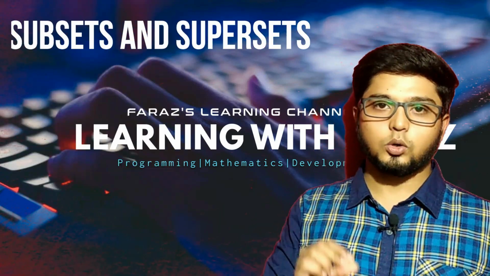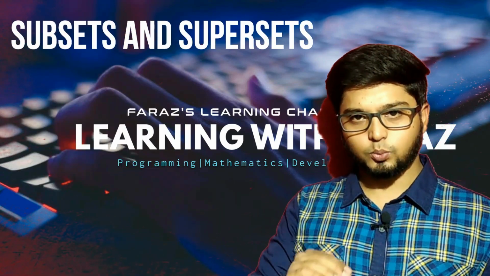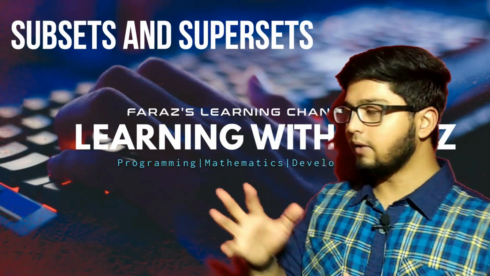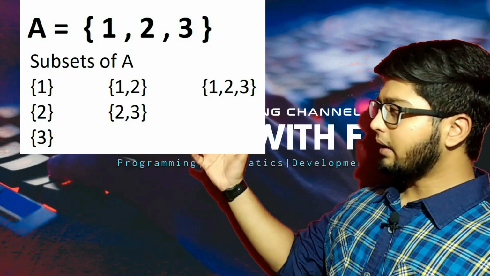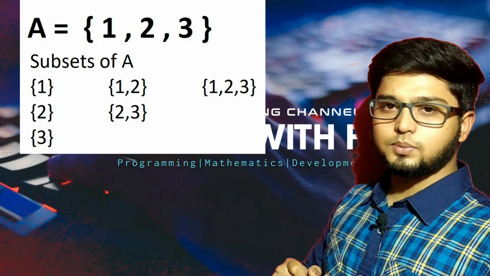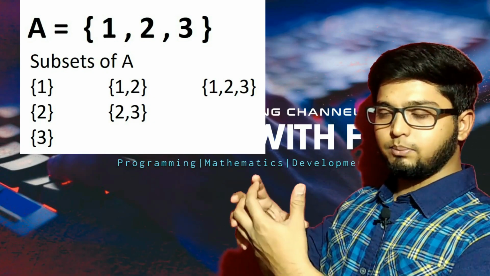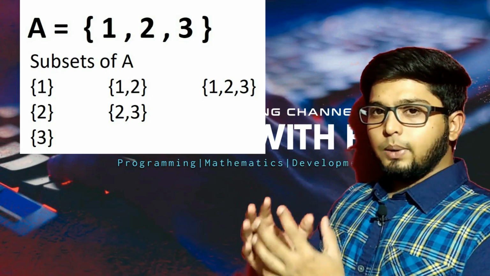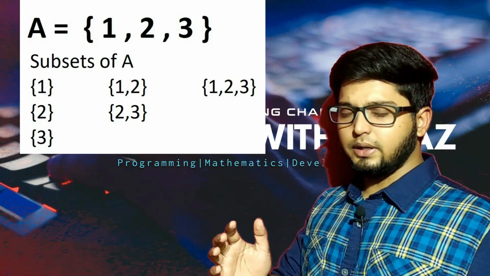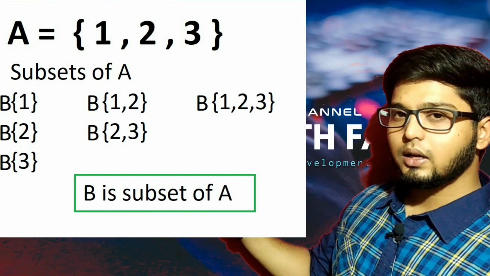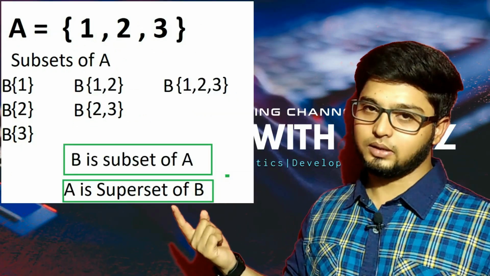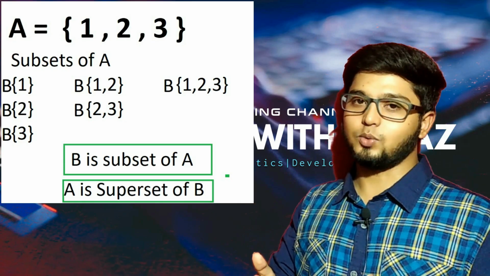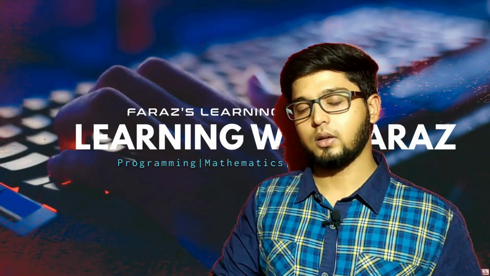In sets we have two topics called subset and superset. What is a subset? If I have one set, its copy is also called a subset, and some of its elements are also called a subset. Some small part of a set is called a subset. This is B, so I will say B is a subset of A, and A is a superset of B, because from A, B is extracted. That is how we have to remember it.